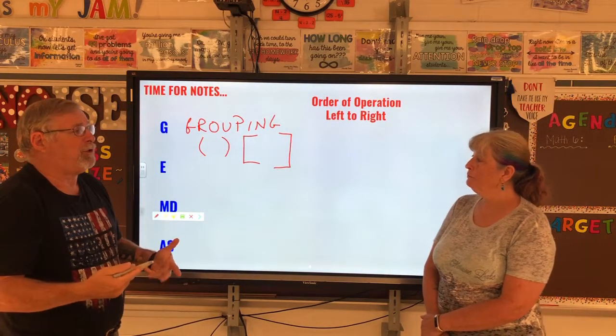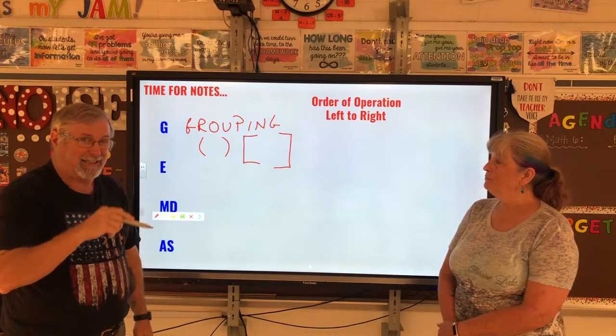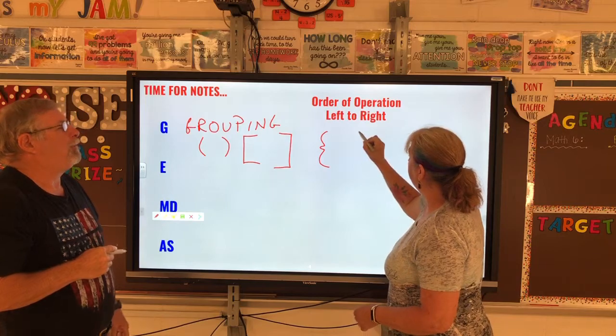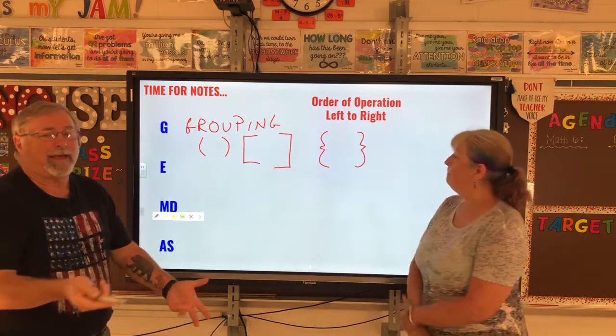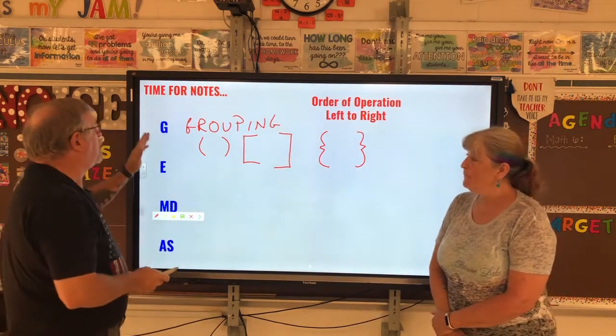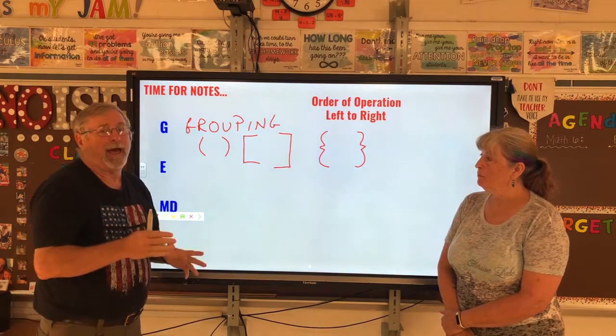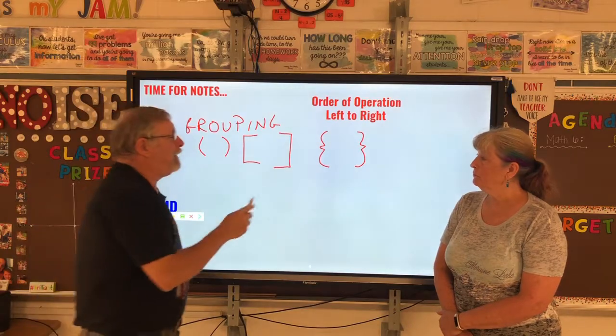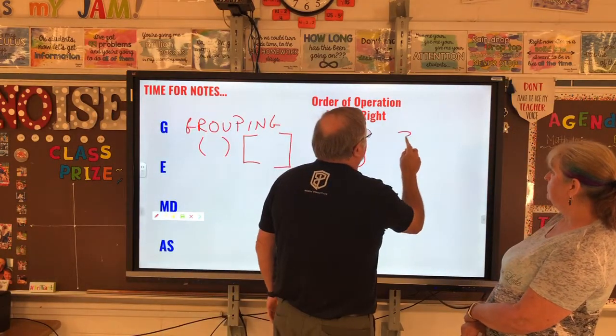We also can use the thing that looks like a face. Can you draw that one for me? Because I'm not very good at it. Perfect. Okay, that can also be used as a grouping symbol. So any kind of grouping symbol you have to do first. We even have a really weird grouping symbol, and that's if you see something that looks like this.